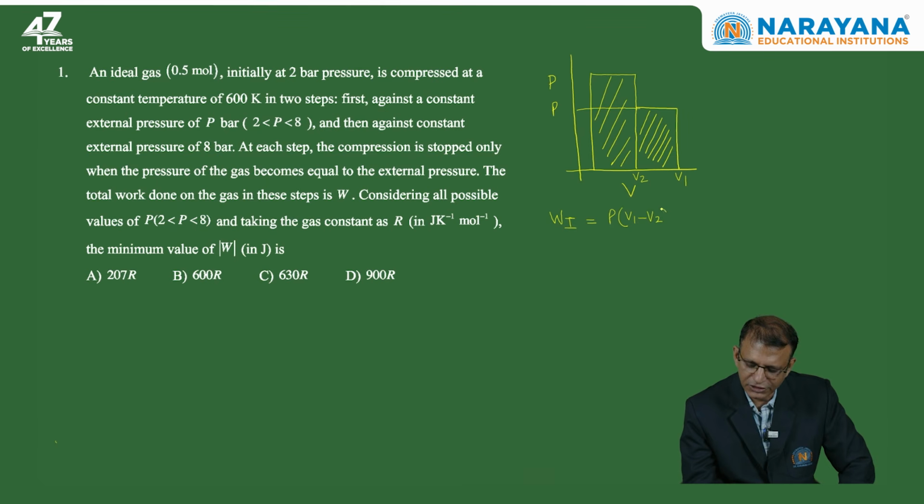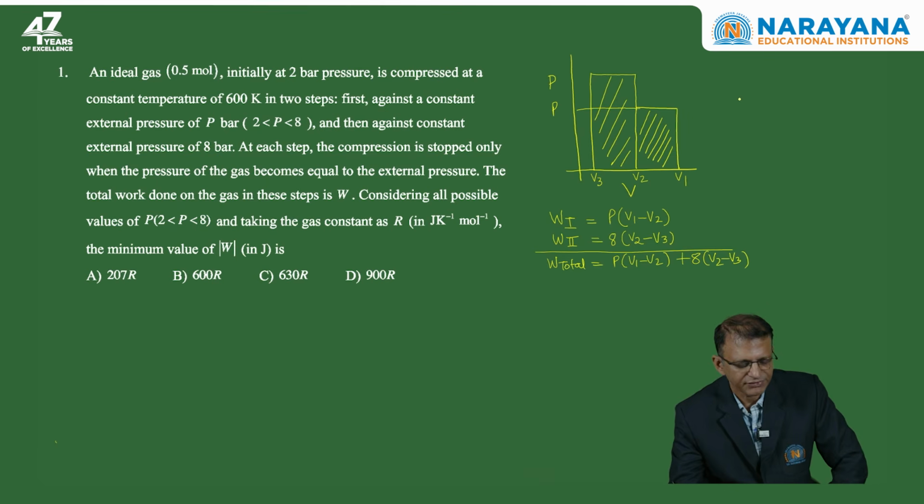So this is the work done in the first step, and then we can write that the work done in the second step is equal to, now the external pressure is 8 bar and the volume change here will be V2 minus V3. I have to write the positive value only, so V2 minus V3. And if we write what is the total work done in this process, so total work done is equal to work done in step 1 plus work done in step 2. So P times (V1 minus V2) plus 8 times (V2 minus V3).